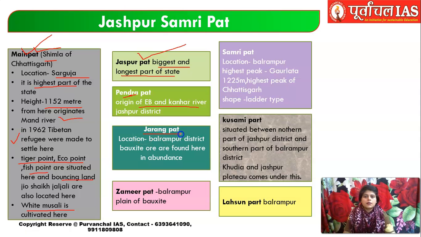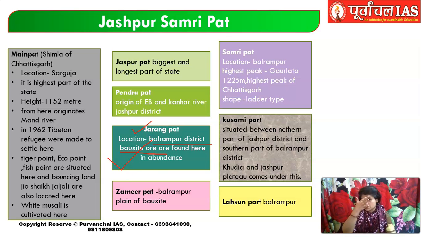Then you have Jarang Pat, which is in Balrampur, and iron is found here in abundance. I told you this is Deccan Trap. So let us now talk about this Jarang Pat. This is found in the Balrampur district, and bauxite ore is found here in abundance. I told you in the beginning that the rock structure here is the Deccan Traps, and from here you find the main mineral as bauxite.